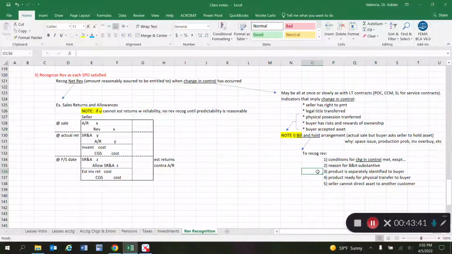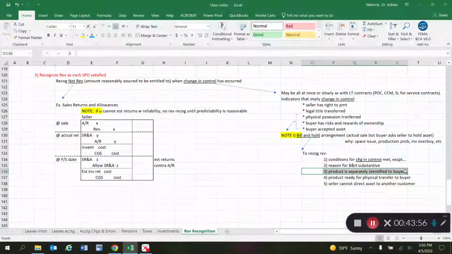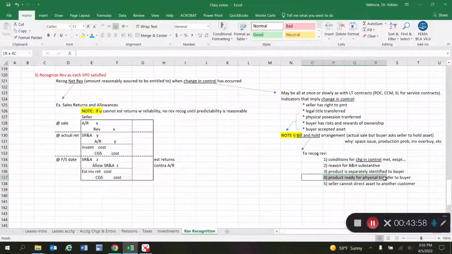From the seller's perspective, okay, I have to be able to separately identify that product for the buyer. So in my warehouse, there has to be a section where it's separated, and this belongs to buyer X. We're just on a bill and hold scenario right now. That product is ready to be physically transferred to the buyer upon notice. And the seller cannot directly sell that asset to another customer. Okay? They cannot.